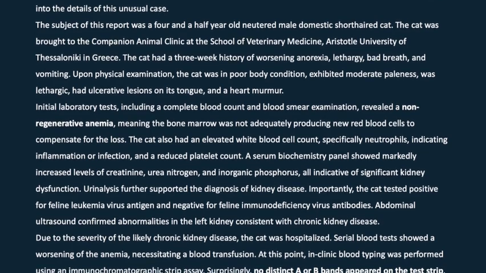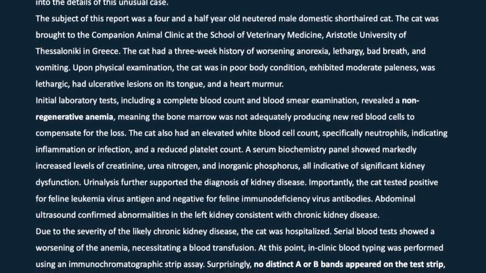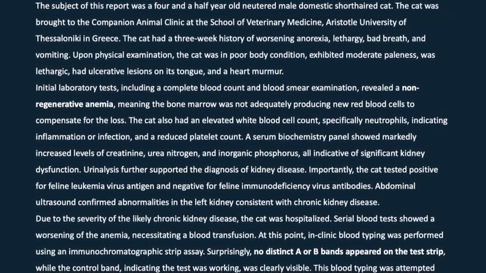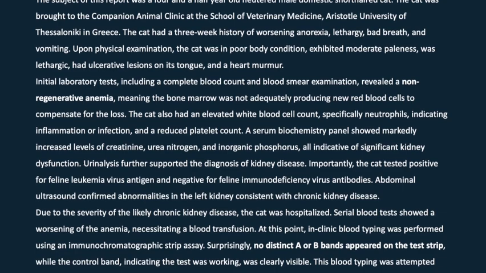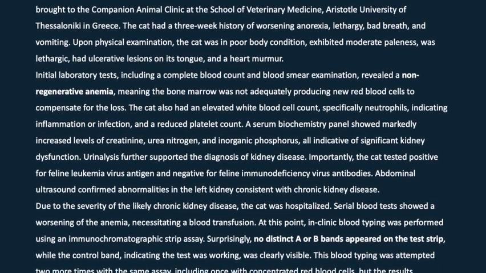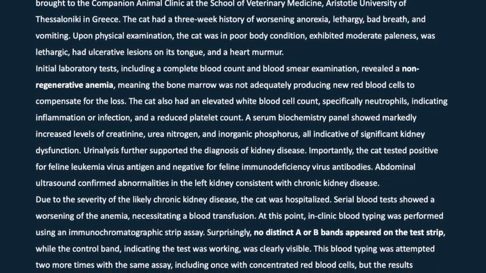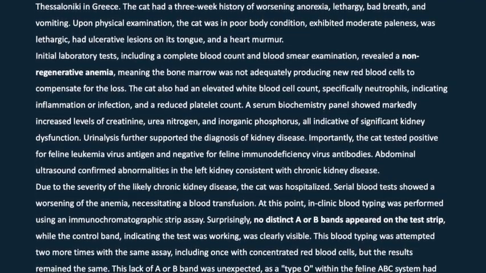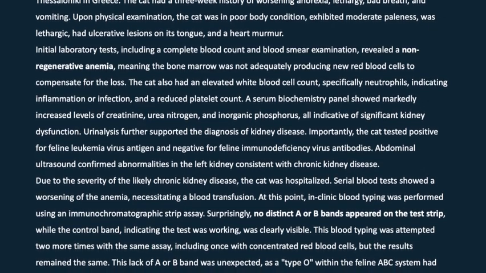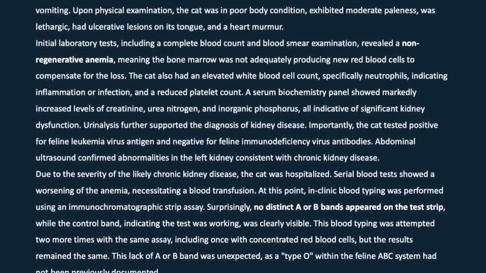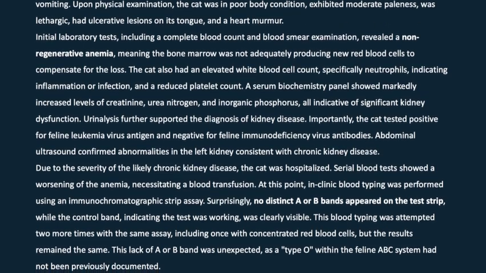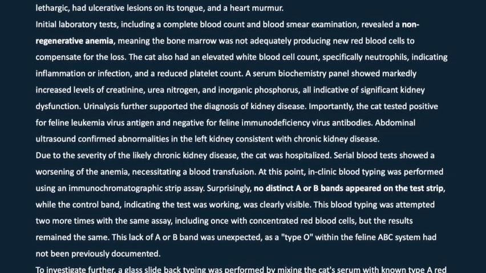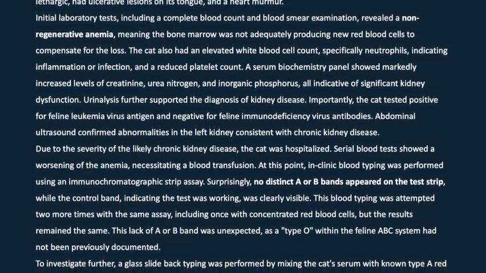Initial laboratory tests, including a complete blood count and blood smear examination, revealed a non-regenerative anemia, meaning the bone marrow was not adequately producing new red blood cells to compensate for the loss. The cat also had an elevated white blood cell count, specifically neutrophils, indicating inflammation or infection, and a reduced platelet count. A serum biochemistry panel showed markedly increased levels of creatinine, urea nitrogen, and inorganic phosphorus, all indicative of significant kidney dysfunction. Urinalysis further supported the diagnosis of kidney disease.